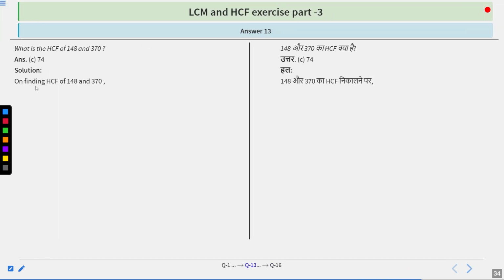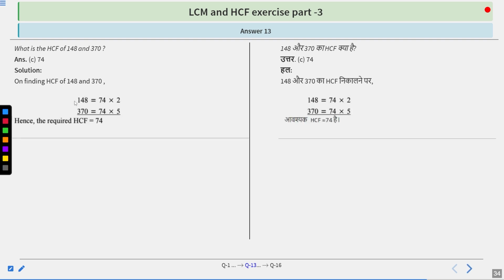Now, to find the HCF of 148 and 370, we are going to find the factors. So the factors of 148 are 74 into 2, and 370 can be written as 74 into 5. Now 74 is common in the factors of both the numbers, because it is appearing in the factors of 148 and also in the factors of 370. So the required HCF is 74. Option number C is the correct answer.